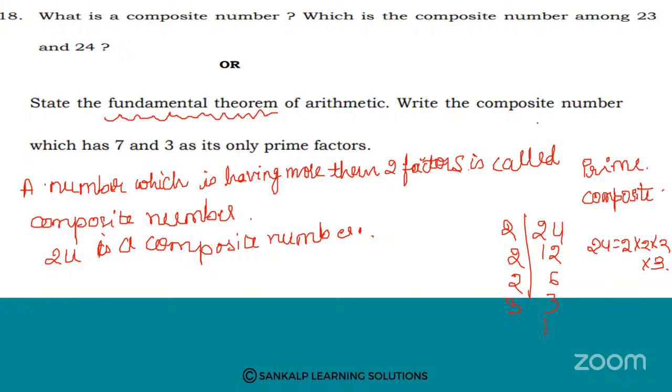Next, write the composite number which has 7 and 3 as its only prime factors. So if I take 21, right? 3 sevens are 21, then 7 ones are 7. So here 7 and 3 are the factors. 21 has only two prime factors, that are 3 and 7. Therefore, 21 is the composite number which has 7 and 3 as its only prime factors. Okay.